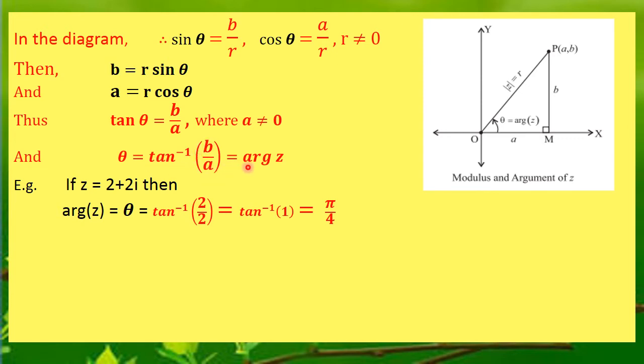That means tan inverse b upon a means the angle for which tan has the value b upon a. So we will find the angle this way. For example, z is equal to 2 plus 2i. Then argument of z, theta, is equal to what? Tan inverse 2 upon 2, b upon a. Both are 2, so 2 upon 2 is equal to 1. So tan inverse 1, that is, the angle in which tan has the value 1. That is pi upon 4 or 45 degrees.